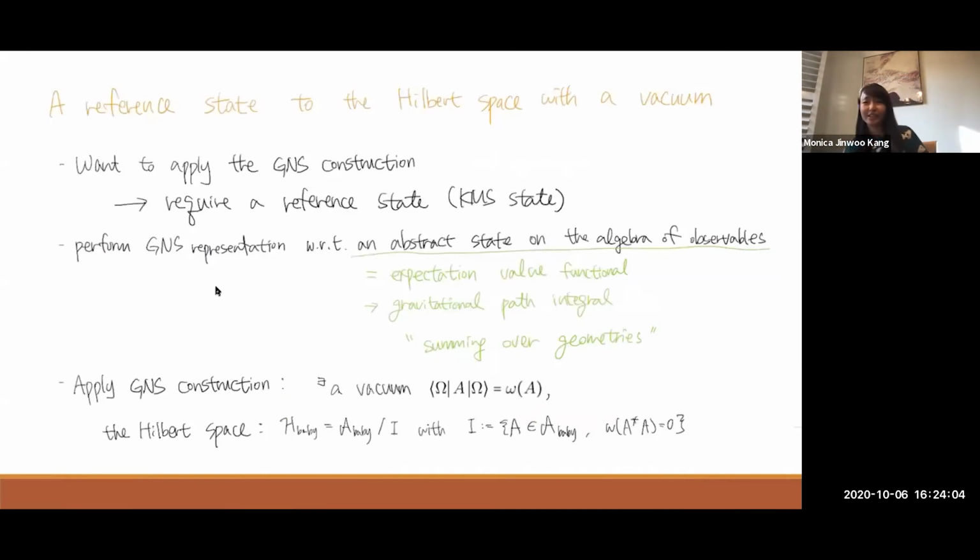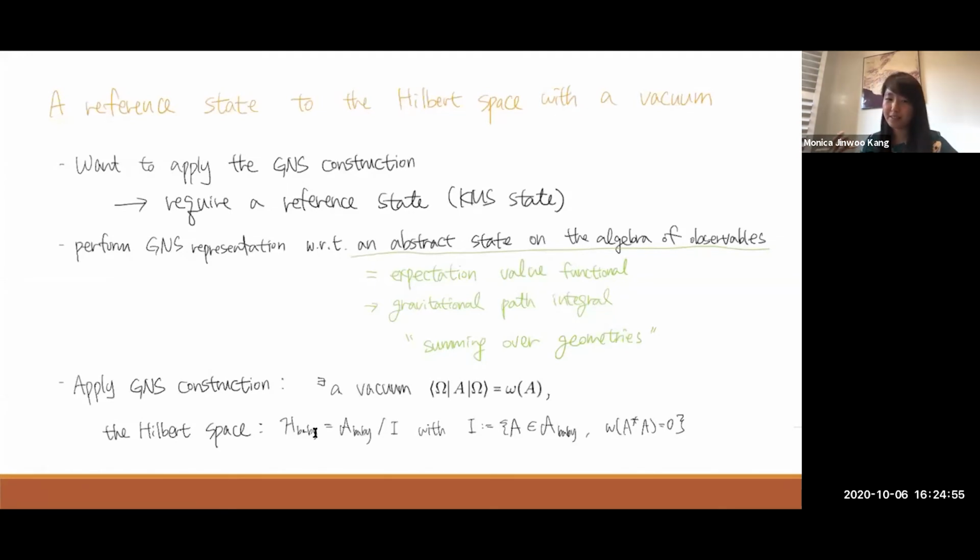So from here, now that we have a C-star algebra, we can apply the GNS construction, and we need a reference state, where we cleverly have a KMS state already. We can utilize that to understand what will happen and build a Hilbert space thereof. So here we can perform the GNS representation with respect to an abstract state on the algebra of observables, and what we really have is the expectation value functionals. In our theory of quantum gravity, this role is played by the gravitational path integral, which associates to each bulk operator its expectation value by summing over all geometries.